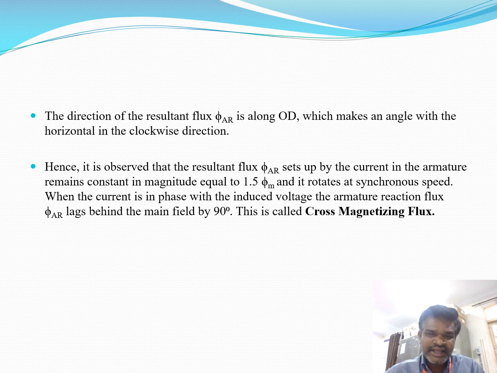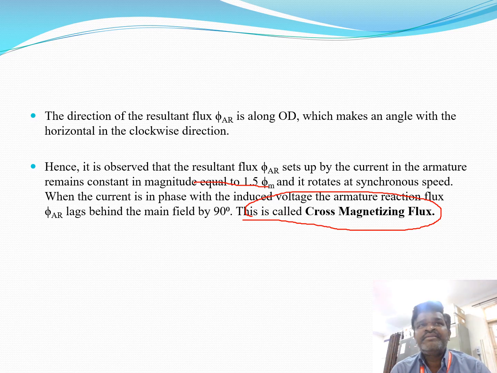The direction of the resultant flux is along OD, which makes an angle with the horizontal in the clockwise direction. It is observed that the resultant flux set up by the armature currents remains constant in magnitude, equal to 1.5 times phi m, and it rotates at synchronous speed. When current is in phase with the induced voltage, the armature reaction flux lags behind the main field by 90 degrees, and this effect we call the cross magnetization effect, or the cross magnetization flux.